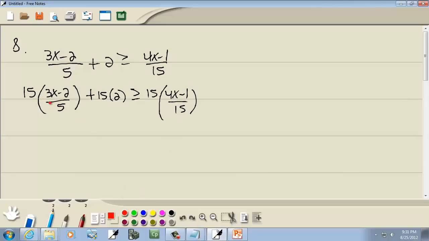Now 5 and 15 both divisible by 5. 5 divided by 5 is 1. 15 divided by 5 is 3. 15 and 15 both divisible by 15. 15 divided by 15 is 1. 15 divided by 15 is 1. If you end up with all 1s in your denominator, you pick the right LCM.